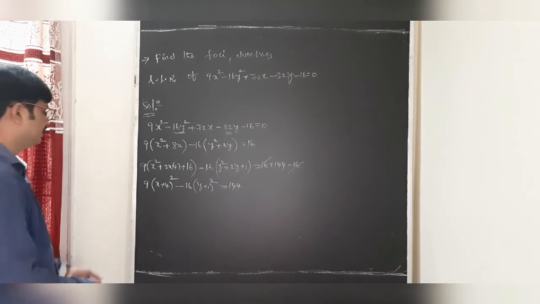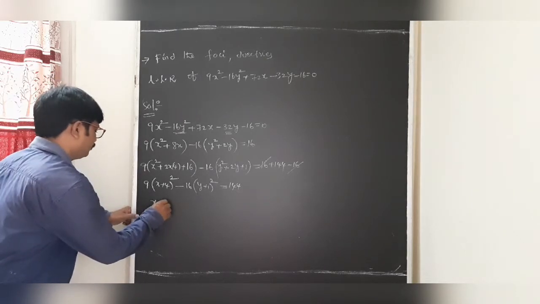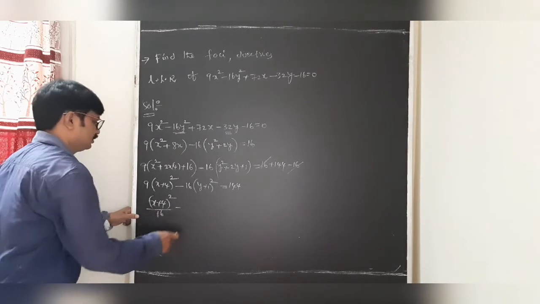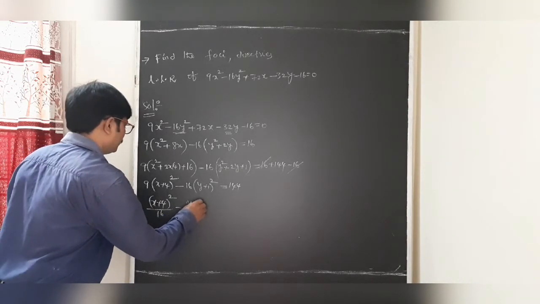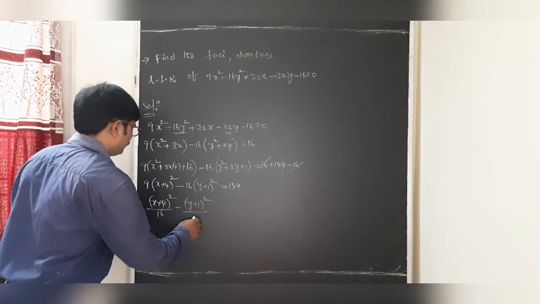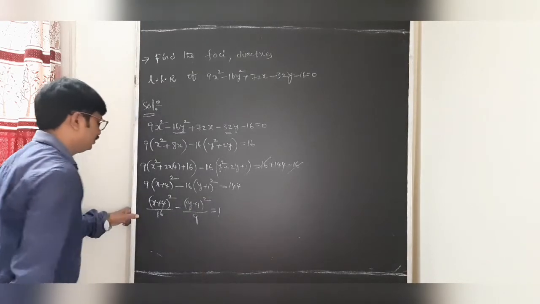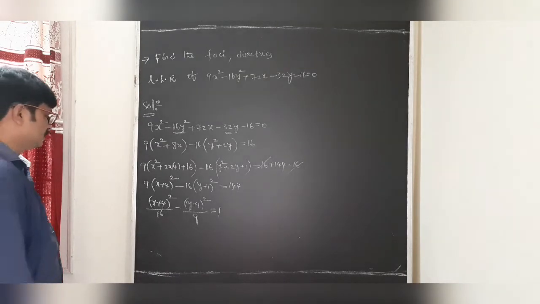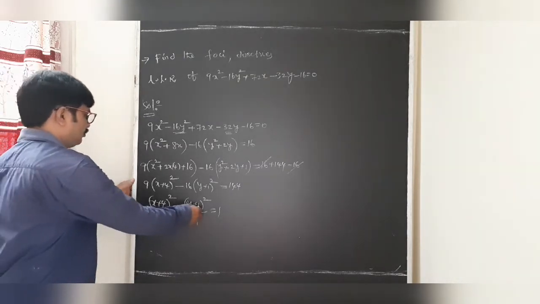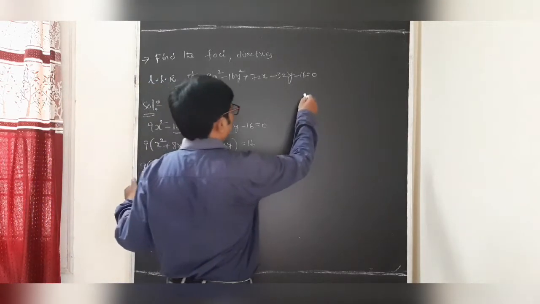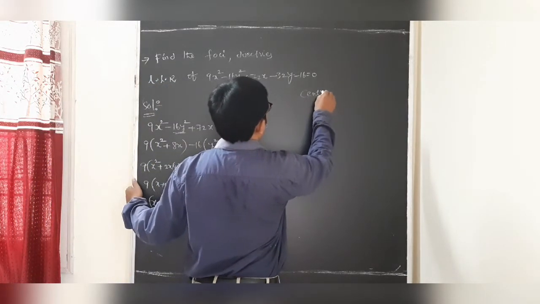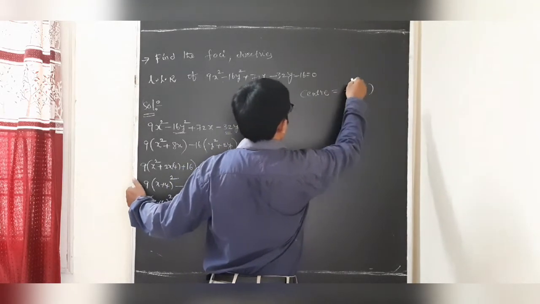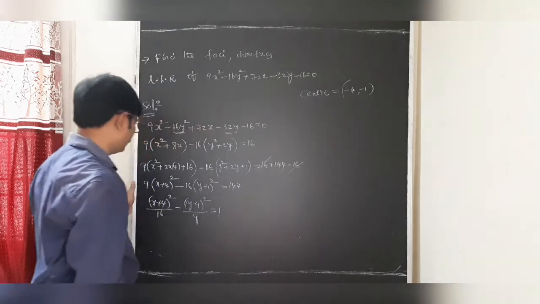So students, how can we write this? (x plus 4) whole square by 16 minus (y plus 1) whole square by 9 equal to 1. So my dear students, here we can observe the center will be minus 4 comma minus 1.